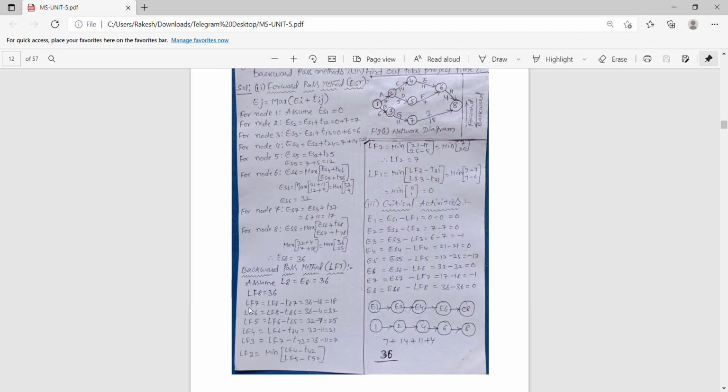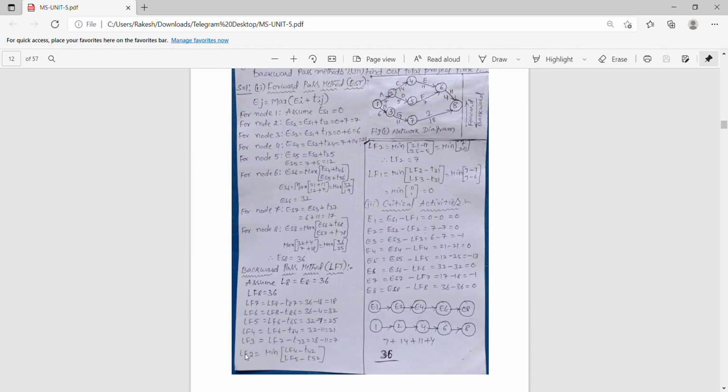Next, the latest finishing time of 7. How can we get it? We have to take the latest finish time of 8 minus the time taken from 7 to 8. Similar to the forward method, but there we have taken the previous nodes and added time. In the backward method we take the later nodes and subtract the time between them. That is lf8 minus t78. And the rest of the nodes you can do by yourself.